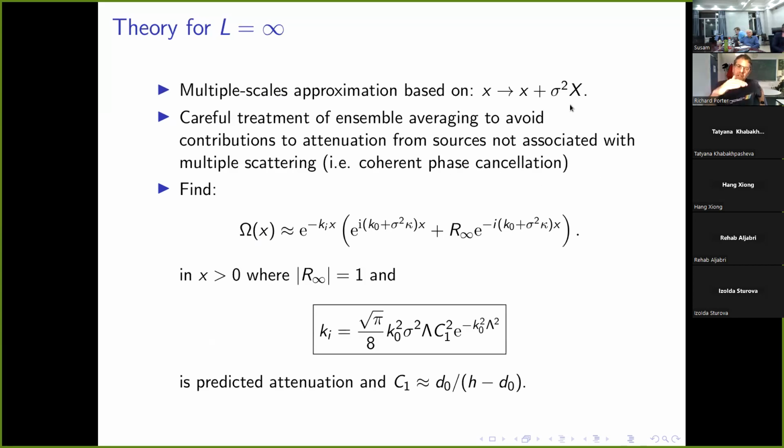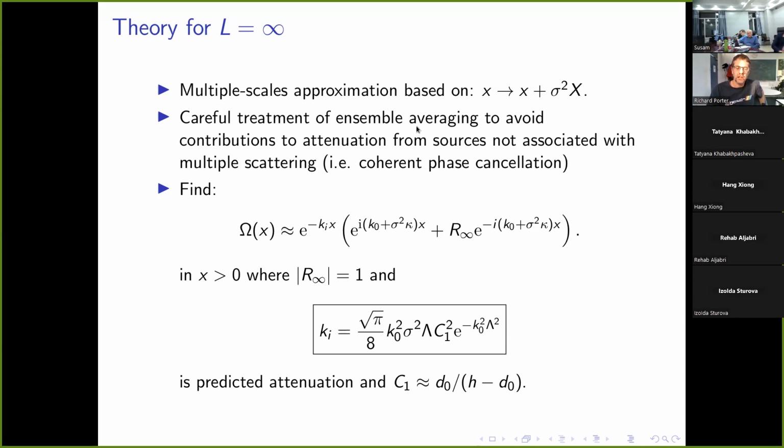I end up with a system of order sigma to the 0, order sigma to the 1, order sigma squared equations, which I solve in turn. And by the time I get to the order sigma squared equations, I get a solvability condition, which tells me something about the amplitude of the envelope of the waves. Okay, so quite a lot of mathematics goes into this, and in fact, there's a very, very subtle detail about how to remove decay, which is associated not with multiple wave scattering, but to do with phase cancellation when you do ensemble averaging. Okay, so there's a lot of stuff that happens over this statement here.